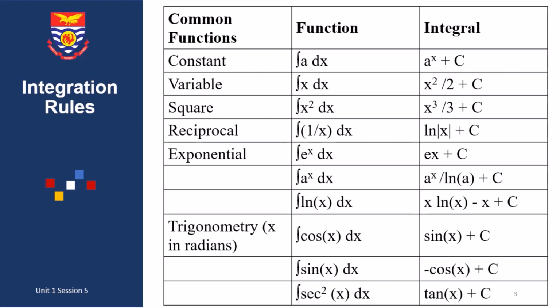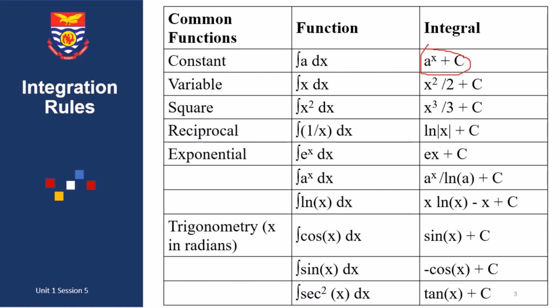Now we have some common functions and then their integral form. So if you have a constant, or anytime you integrate a constant, then what you intend to get is the constant as indicated here. So if we are integrating a, then we are going to get a to the power x plus c. If you are integrating a variable, then it will always give you that variable to the power 2 divided by 2 plus c. We will show more examples of this nature.